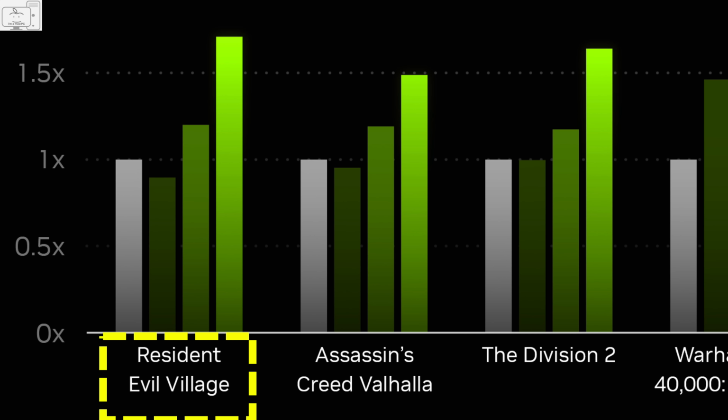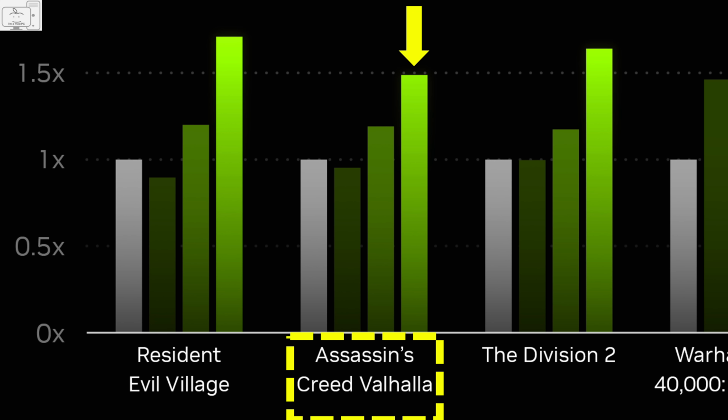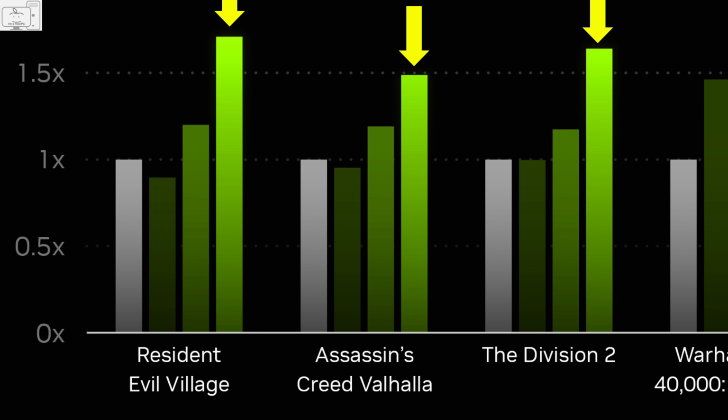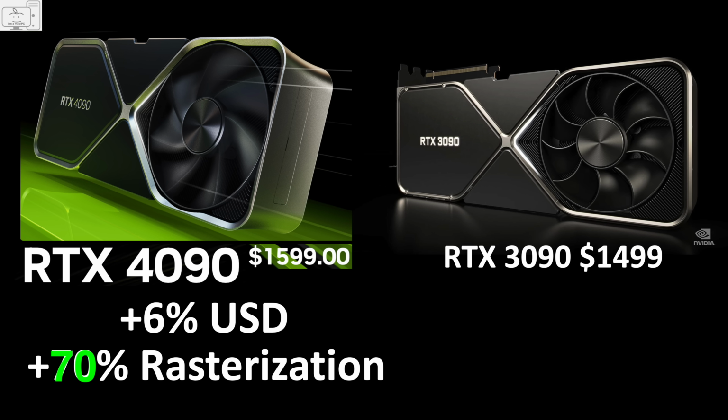In Resident Evil Village, the 4090 is 70% faster than the 3090 Ti. In Assassin's Creed Valhalla, the 4090 is 49% faster. And in The Division 2, the 4090 is 64% faster. So in the 3-game average, the 4090 is 61% faster than the 3090 Ti. So you get 61% higher rasterization performance for 6% more money. That sounds like a deal, which is weird to say on a $1,500 GPU.